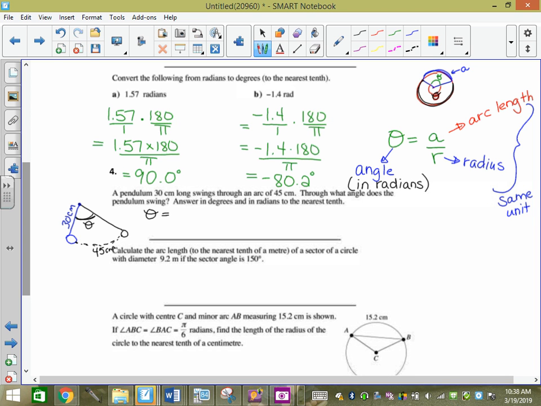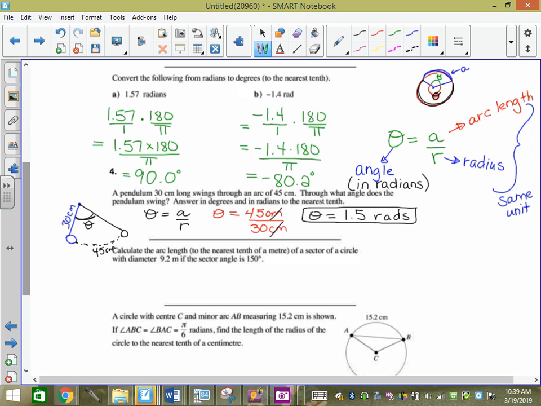So theta equals A over R. We're actually looking for theta, so we don't have to rearrange this formula. Theta equals arc, which is 45 centimeters, divided by radius, which is 30 centimeters. And our units cancel, which is great, because radians has what units? No units, right? You can have a number without any units and it's radians. So theta equals what? What's 45 divided by 30? 1.5, I believe. So that's my radian answer. I can put rads behind it.